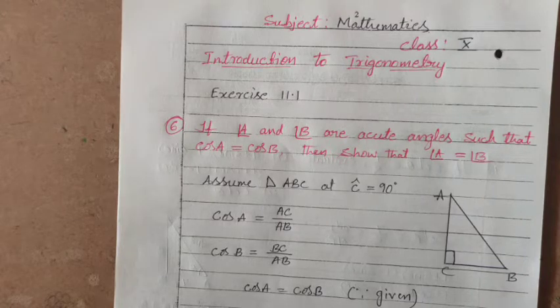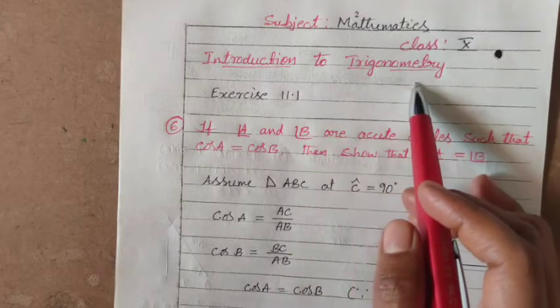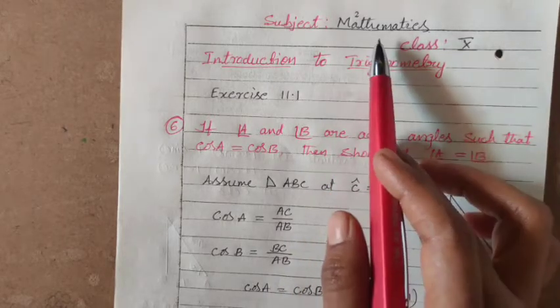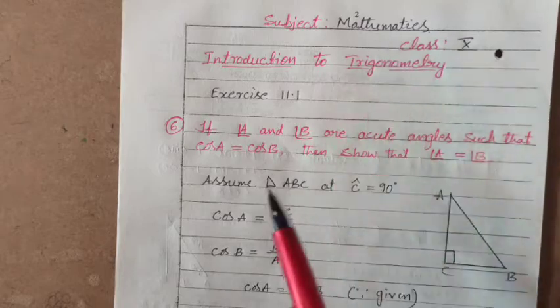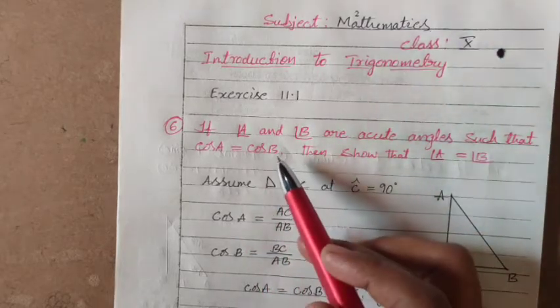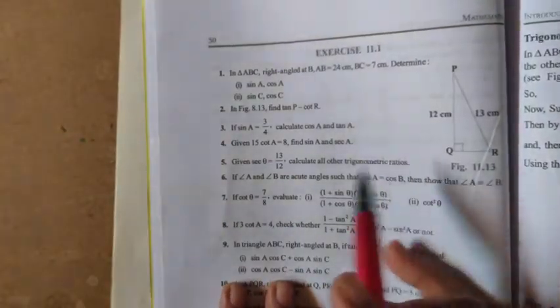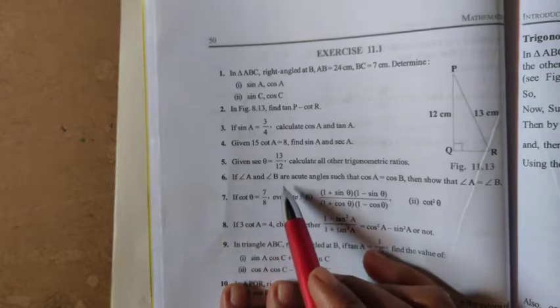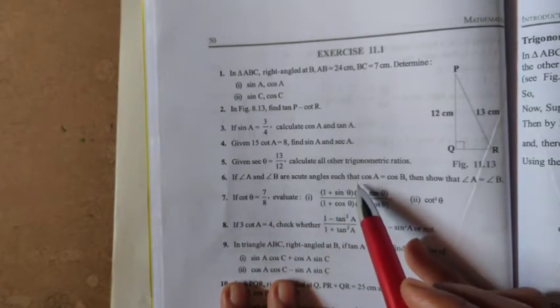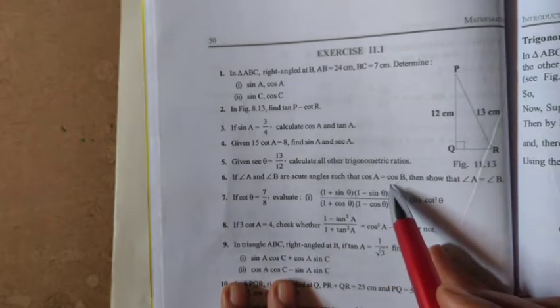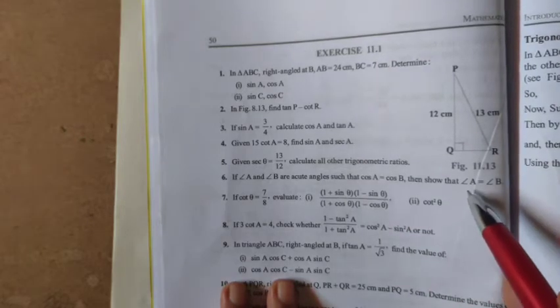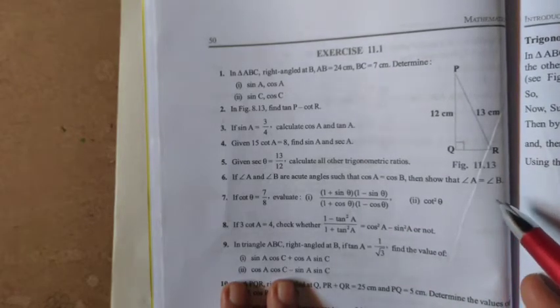Our today's chapter name is Introduction to Trigonometry of class 10th in Mathematics. In this video we continue the exercise part of 11.1 on page number 50. Okay, now let us start the sixth question. If angle A and angle B are acute angles such that cos A equal to cos B, then show that angle A equal to angle B.